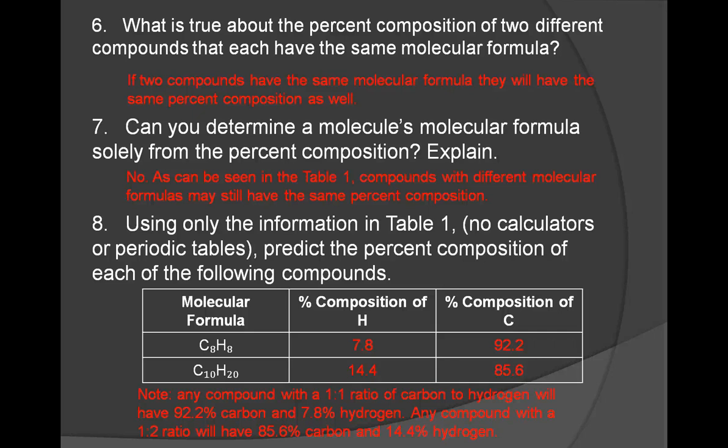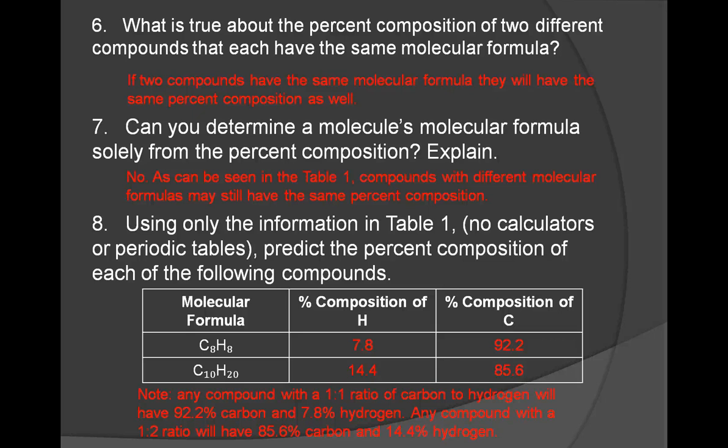7. Can you determine the molecule's molecular formula solely from the percent composition? Explain. No. As can be seen in table 1, compounds with different molecular formulas may still have the same percent composition. 8. Using only the formula in table 1, no calculation or periodic table, predict the percent composition of each of the following compounds. Molecular formula C8H8.